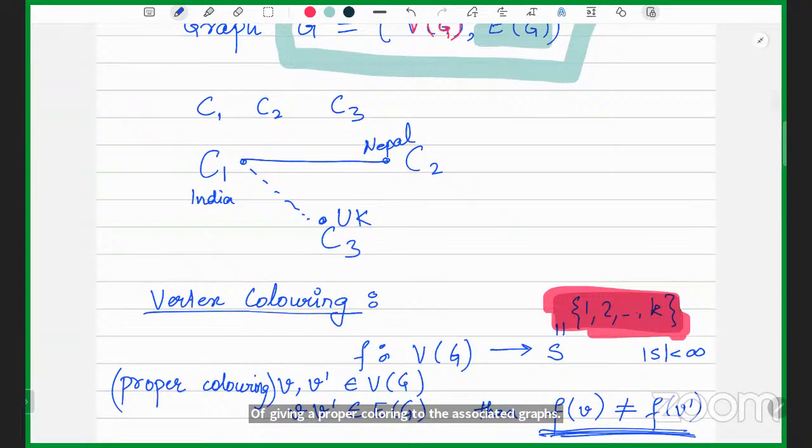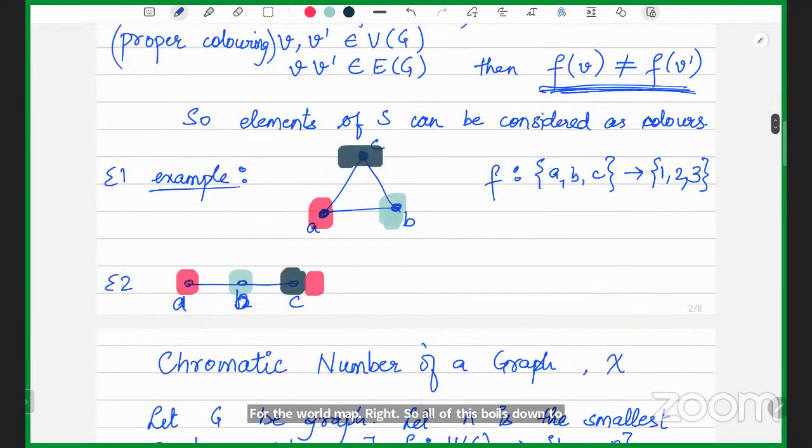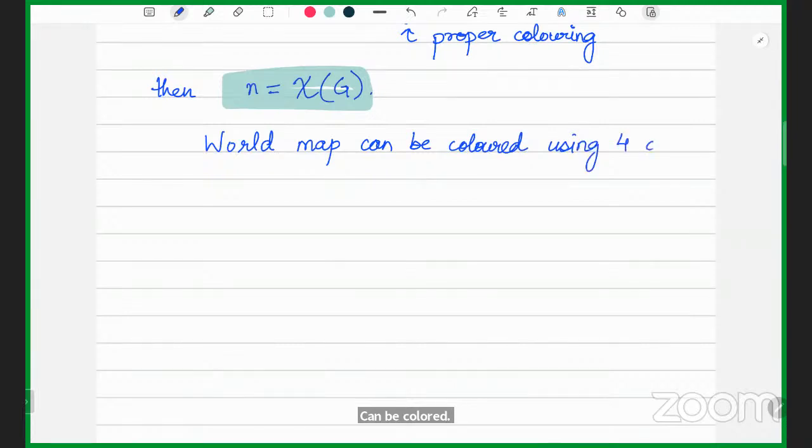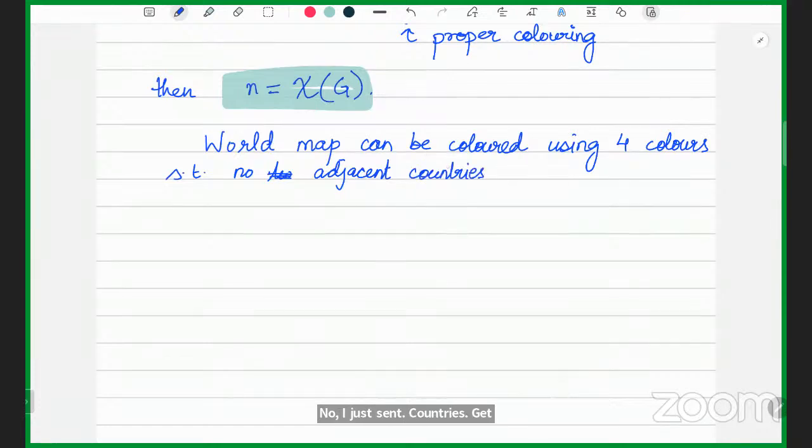So all of this boils down to the fact that the world map can be colored using four colors. That's it. Such that no adjacent countries get the same color.